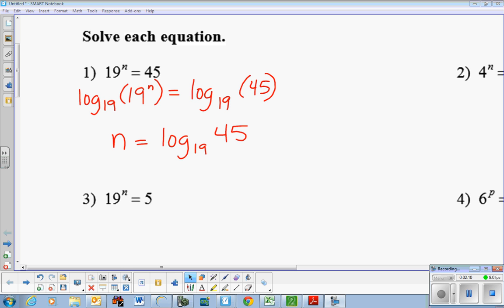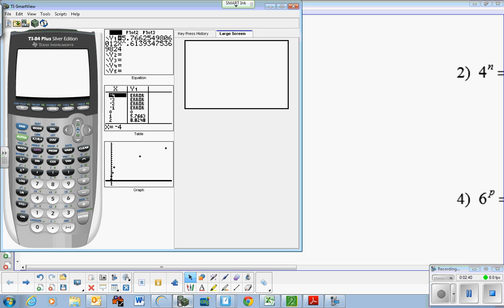You can leave your answer like this if you are on a non-calculator portion. If we want to find out what that number is, and we want to know it's somewhere between 1 and 2, but what is it? We need to be able to figure that out, and that's going to be a calculator issue. Now, a newer calculator should have a function where you can type in log base 19 of 45, and it will tell you what that is. My calculator is not a newer calculator, so I don't have that option on here.